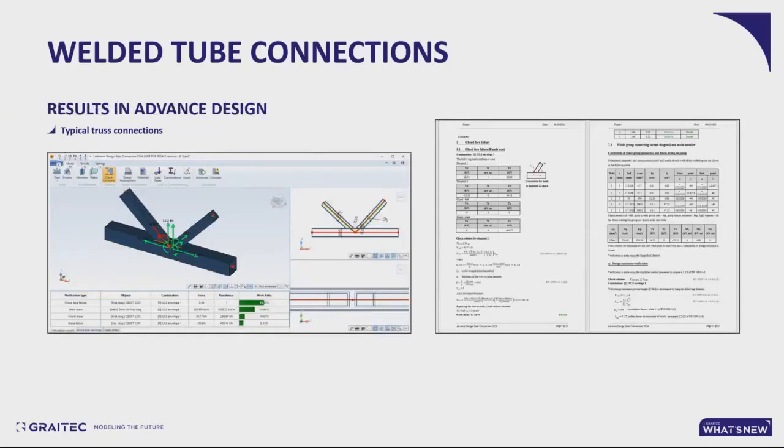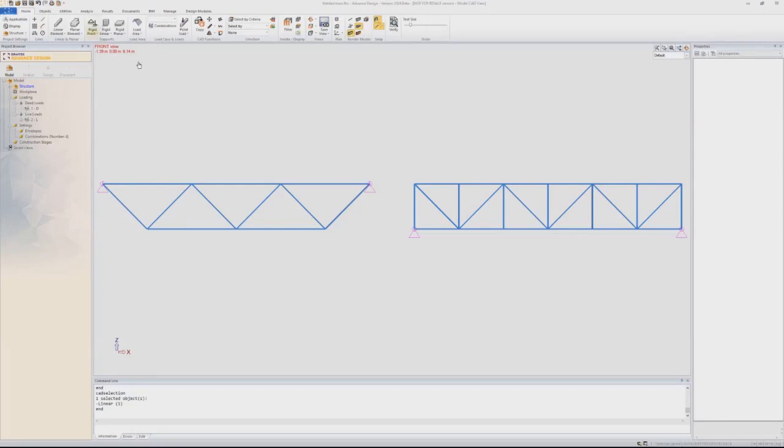So the connection design will be handled by the connection module, either running within advanced design or as a standalone application. So all checks from the Eurocode 3 part 1.8 will be performed with a corresponding work ratio. And of course, it comes with a detailed calculation report with all the information from intermediate values to article reference. So let me show you how it works in advanced design.